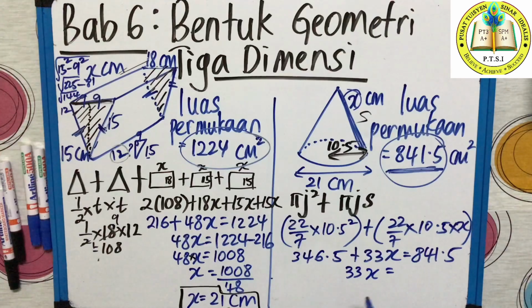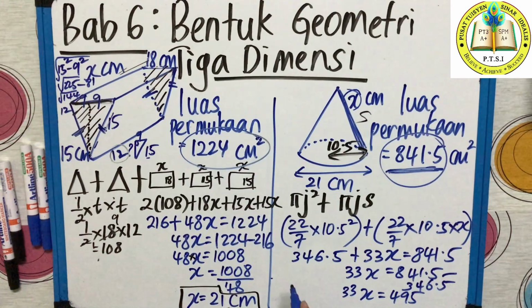33x, leave it here. 841.5 plus 346.5, go there, minus 346.5. So better to give it in point form. So plus, go there, minus. So 841.5 minus 346.5, you get 495. So 33x is equal to 495.